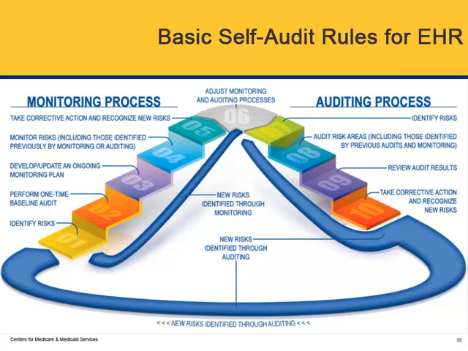Return to Step 1 or continue to Step 7 as appropriate. Identify risks for the audit, audit identified risk areas, review audit results, take corrective action, and recognize new risks. Return to Step 1 or Step 7 as appropriate. For more information on auditing EHR records, please review the Conducting Internal Monitoring and Auditing Job Aid.